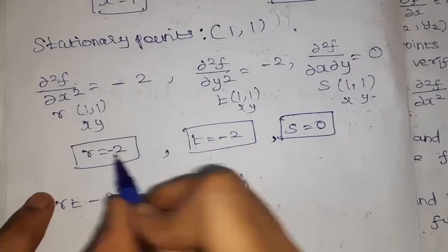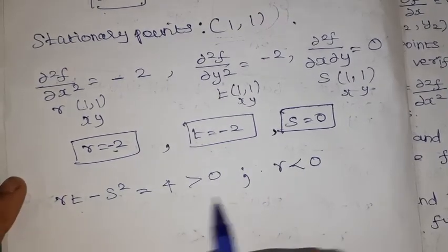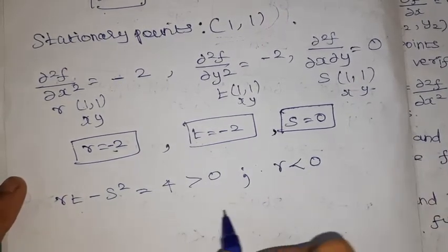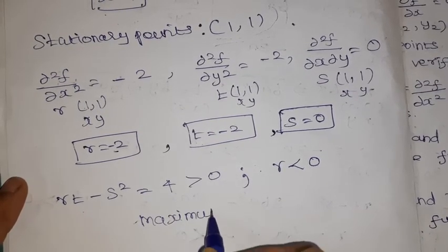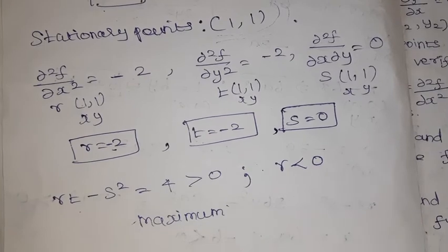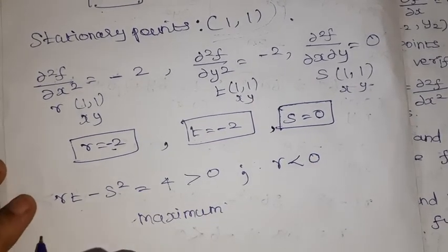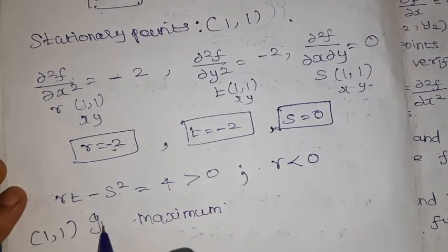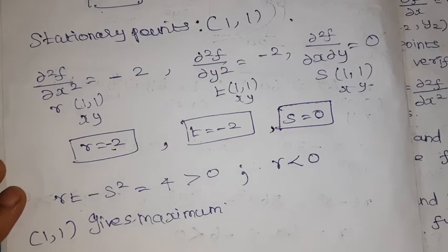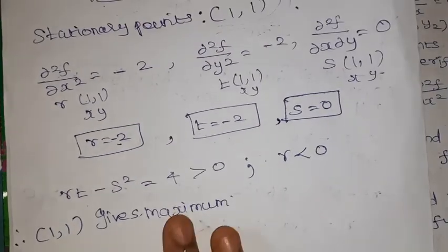So, RT minus S square is greater than 0. Then what is the R value? R value is minus 2, less than 0. So, RT minus S square greater than 0 and R value less than 0 means it is maximum at that point. At that stationary point, the given function is maximum. So, the stationary point 1 comma 1 gives the maximum.